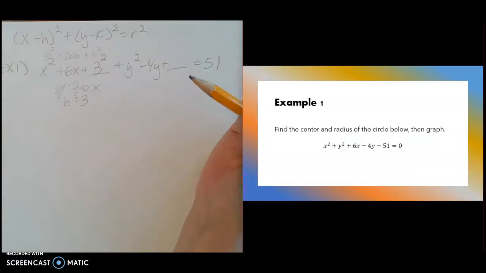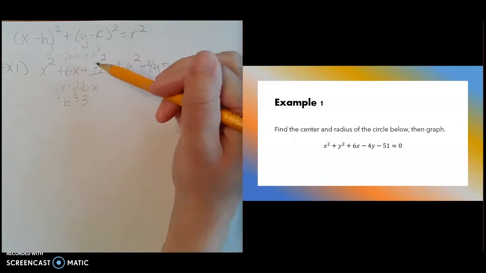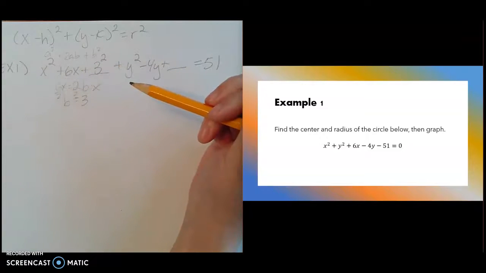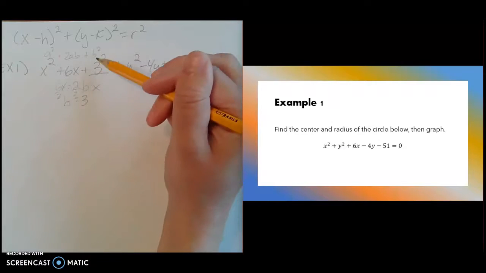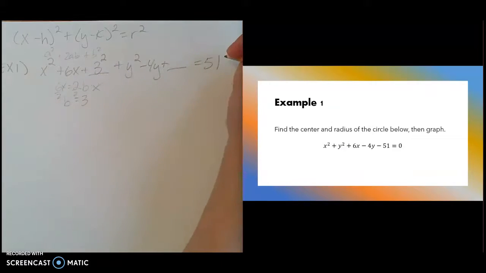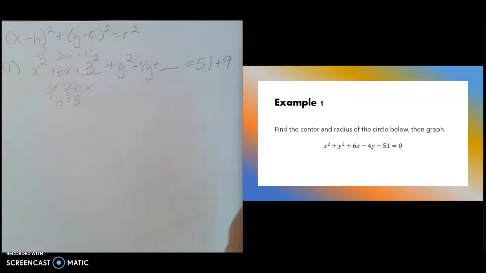So there's the 3 squared. Now you notice it's an equation. I can't just add 9 to one side and think it's going to stay in balance. That doesn't happen. So if I'm adding 3 squared, which is really adding 9 to the left side, I'm just going to balance that out by adding 9 to the right side, okay?